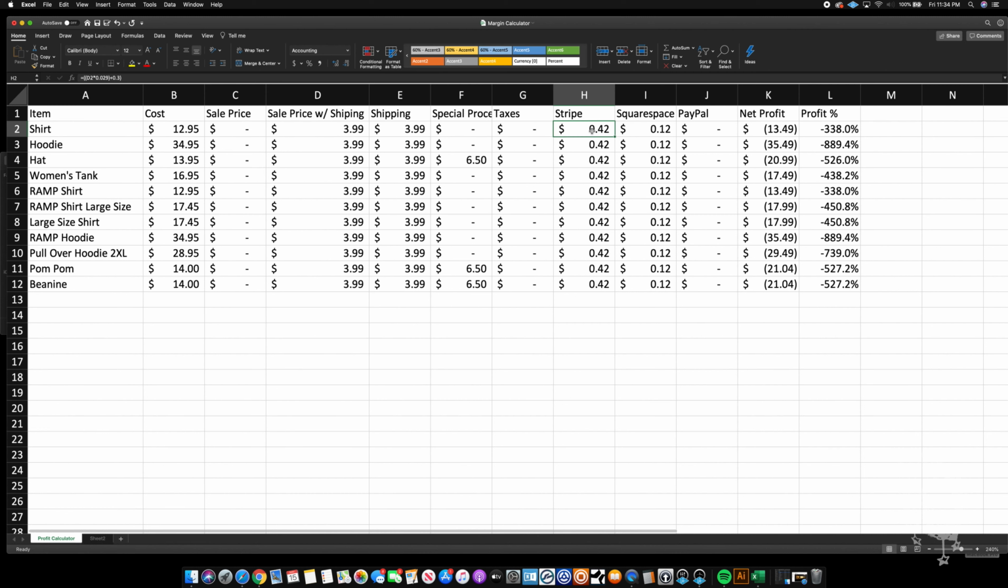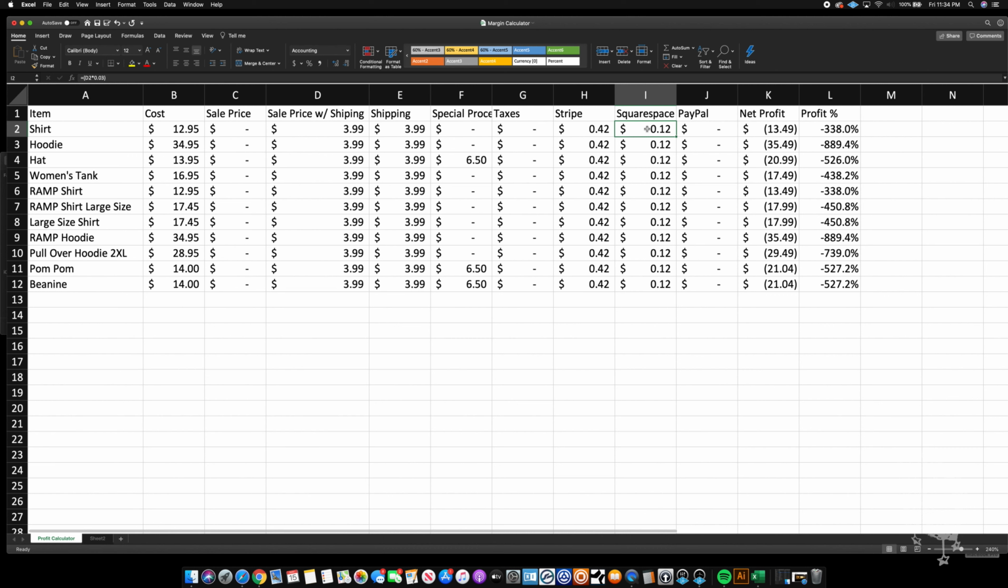I can tell you right now. It's 30 cents plus 2.9%. Okay, that's what that is. So anytime someone buys something from your website and you have Stripe, Stripe takes 30 cents plus an extra 2.9% of your sale.